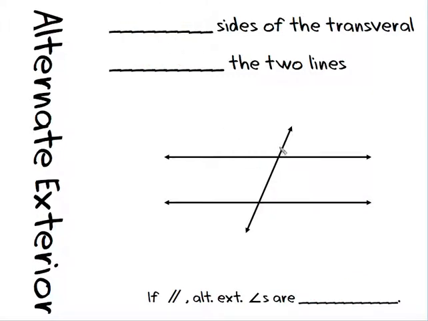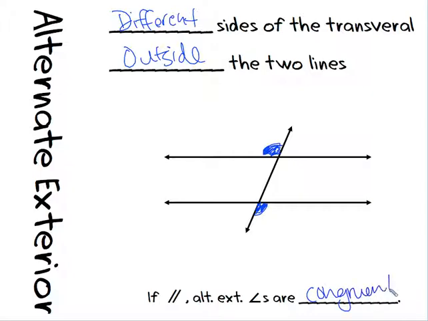Alternate exterior, I'll fill those blanks in a second. So this one and this one, they're on different sides of the transversal, but outside the two lines. And these are also congruent when the lines are parallel.